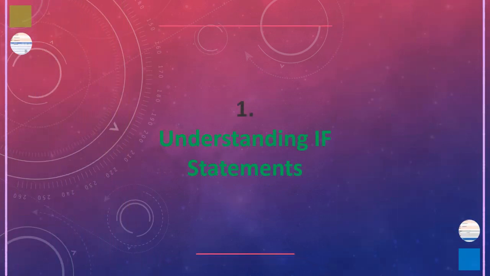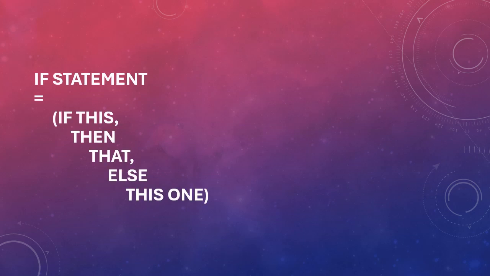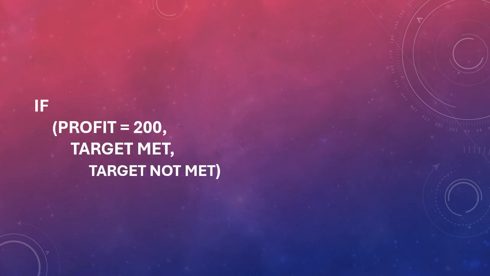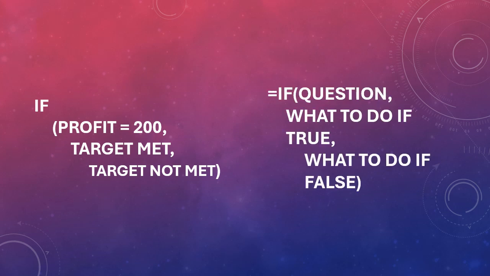An if statement is a simple if this, then that logic. For example, if profit equals $200 is true, then target met. If false, then target not met. It is written thus: if profit equals 200, target met, target not met. That is equals if, question, what to do if true, what to do if false.